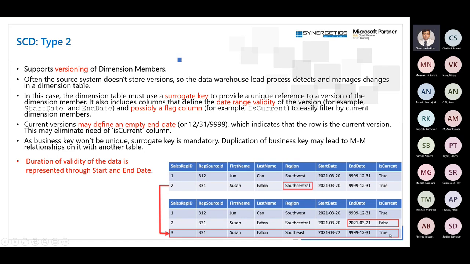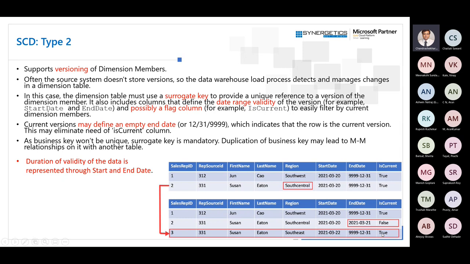So in type 2, a new record is to be inserted. In type 2, for every value, when that value comes into action and what is the expiration date of that value, those two columns come additionally, start date and end date. These two columns come additionally. Whether that value is active as of today, yes or no, false or true, that also will appear there.